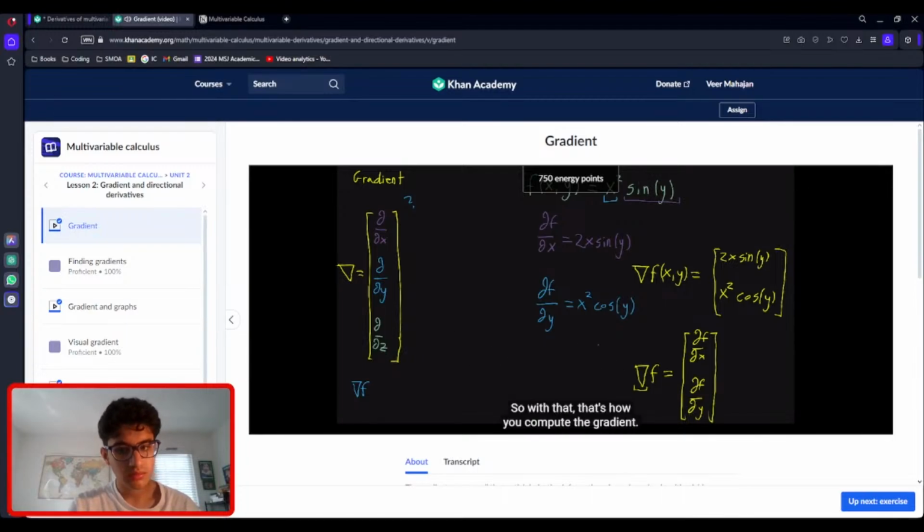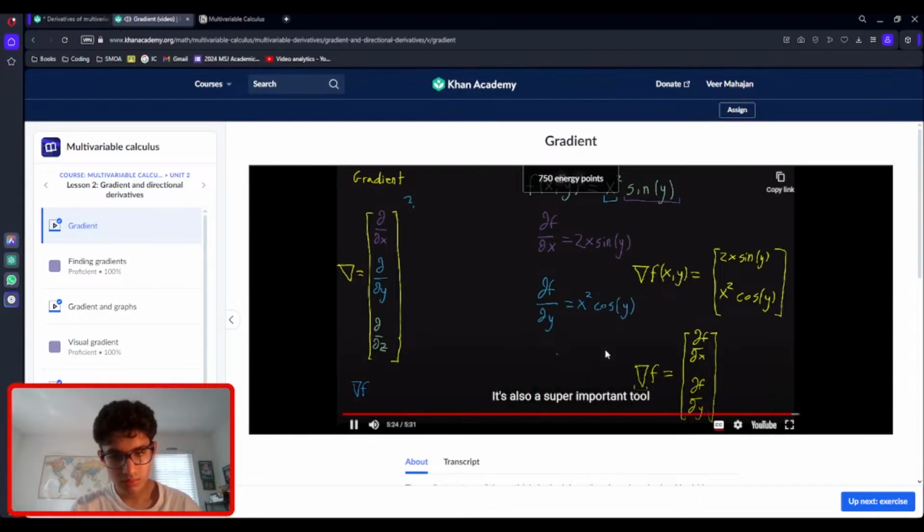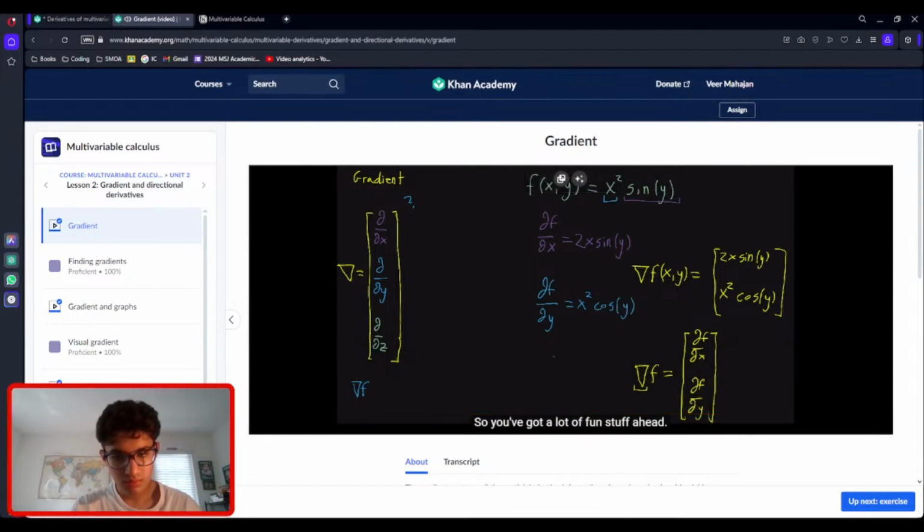So with that, that's how you compute the gradient. Not too much to it. It's pretty much just partial derivatives, but you smack them into a vector. Where it gets fun and where it gets interesting is with the geometric interpretation. I'll get to that in the next couple of videos. It's also a super important tool for something called the directional derivative. So you've got a lot of fun stuff ahead.